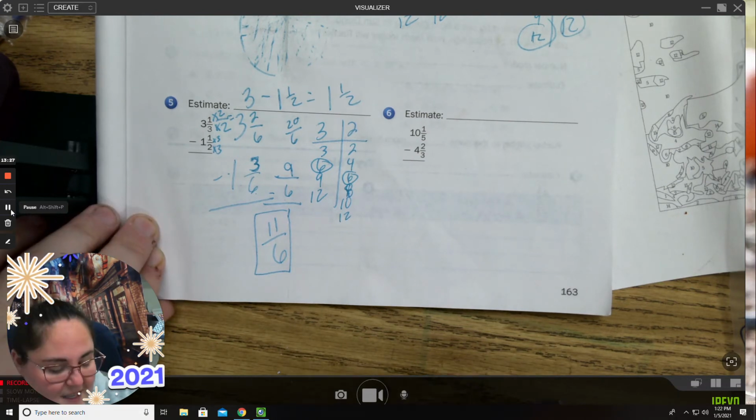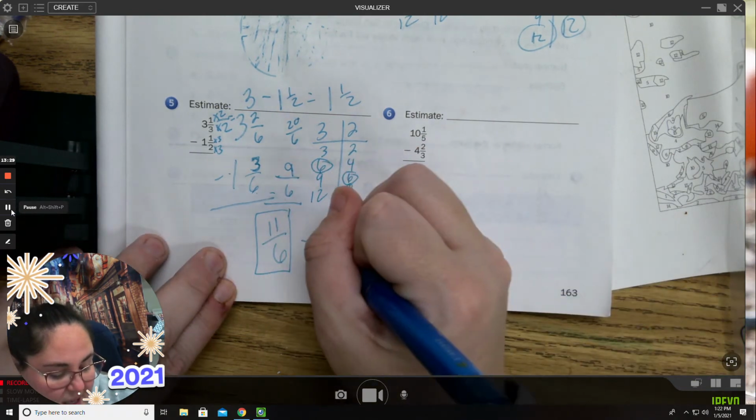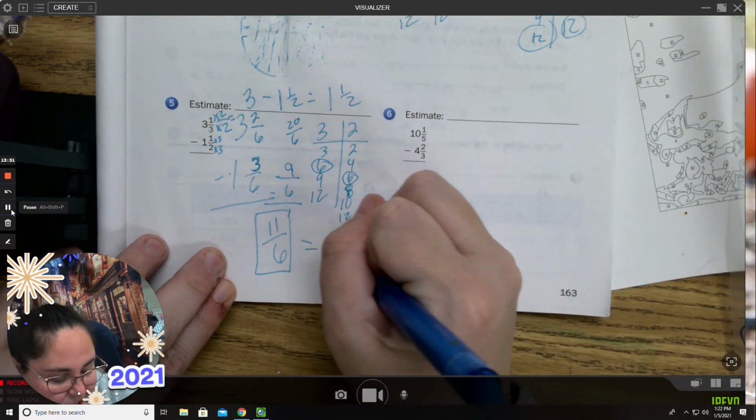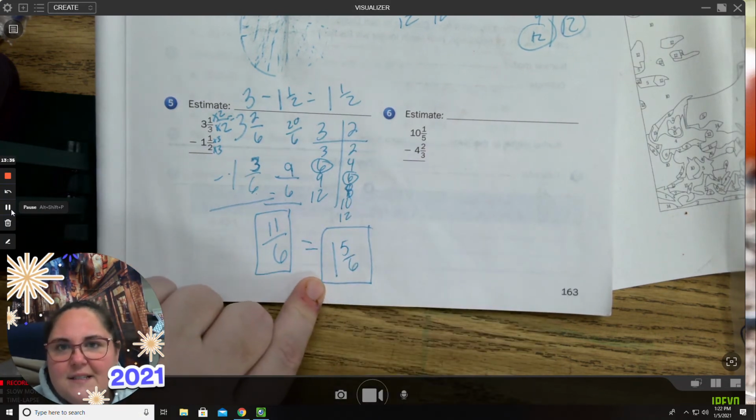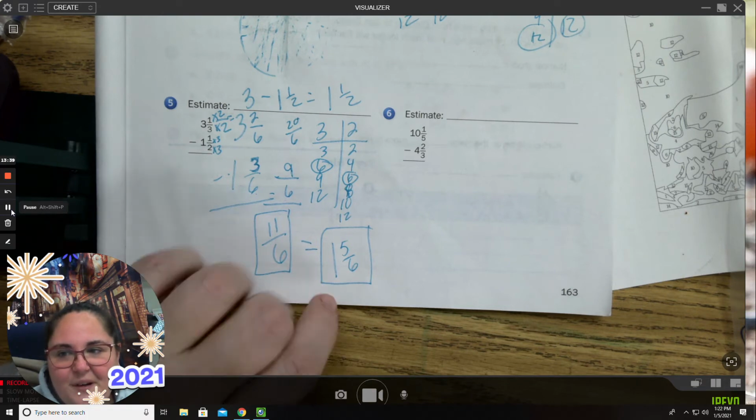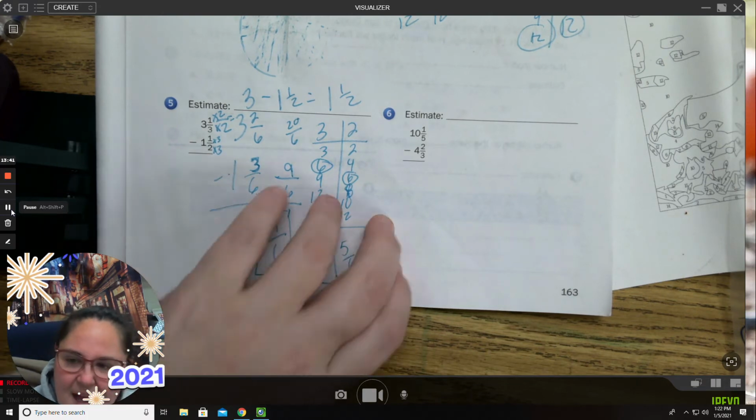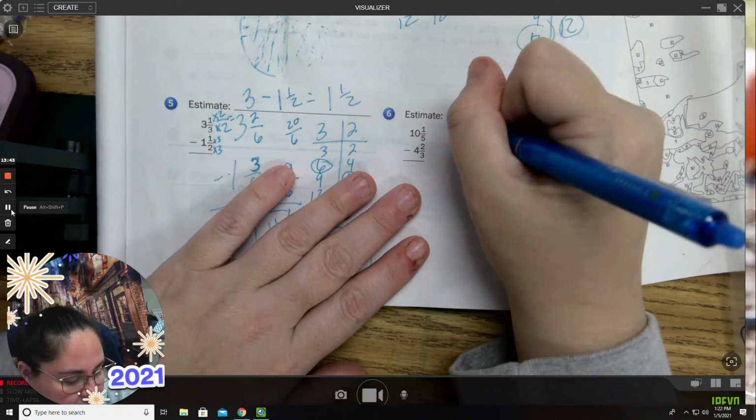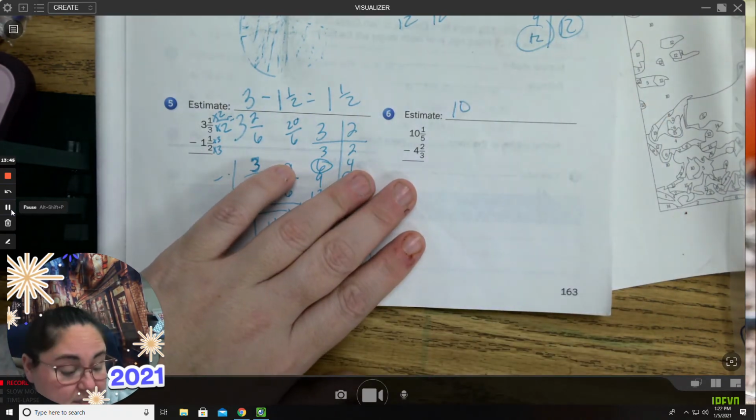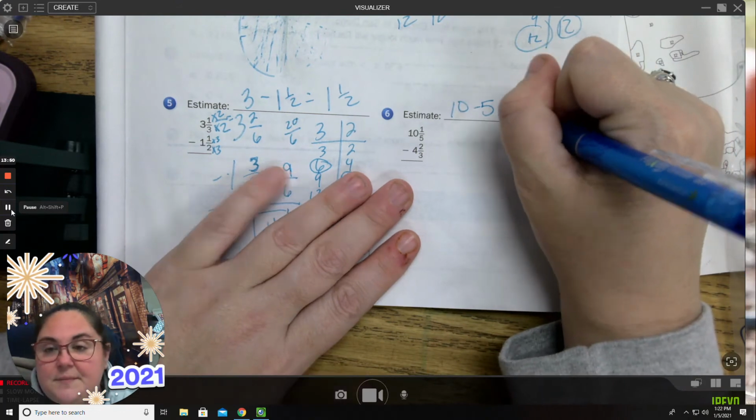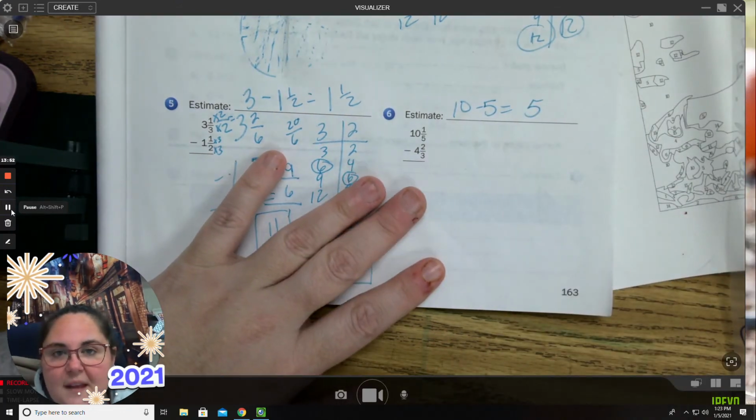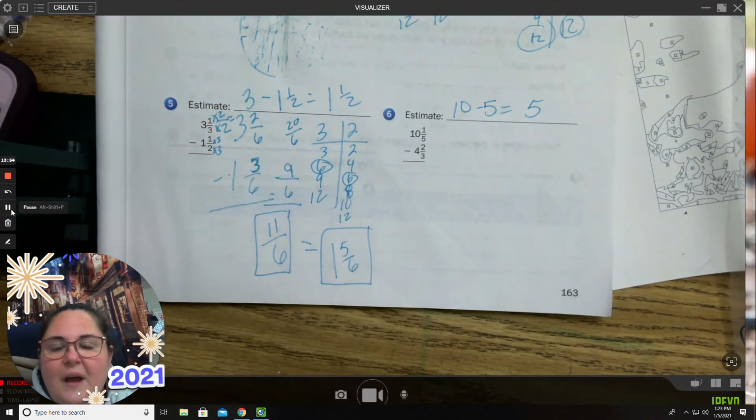All right, if you say 11/6 is the same as 1 5/6, you are absolutely correct. All right, let's do number 6. 10 1/5, I'm going to say is close to 10. 4 2/3, I'm going to say is close to 5. 10 minus 5 is about 5. Making it simple.